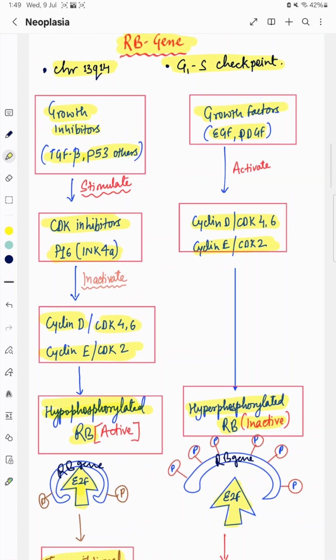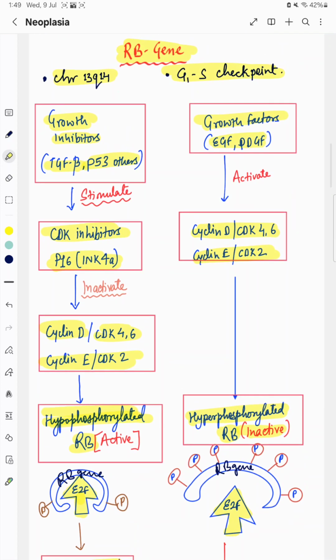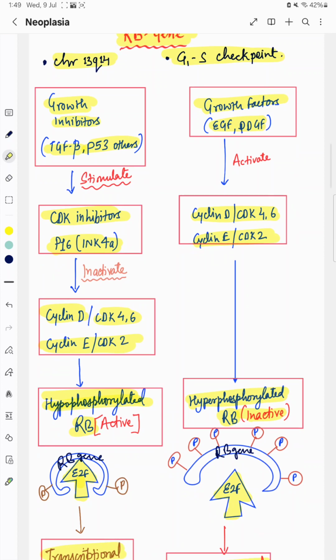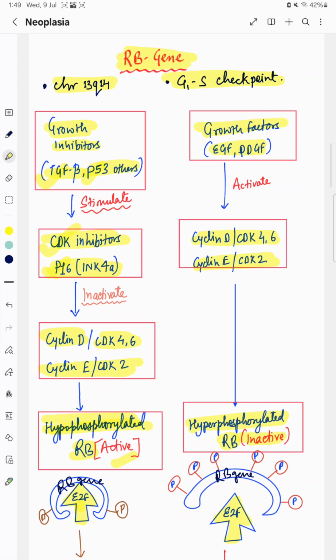So this is the normal functioning of the RB gene, and the various factors like TGF beta, P53, CDK inhibitors and their role in its activation and inactivation. Retinoblastoma gene mutation is seen in a variety of human cancers like retinoblastoma, osteosarcoma, neuroblastoma and so many other human cancers.